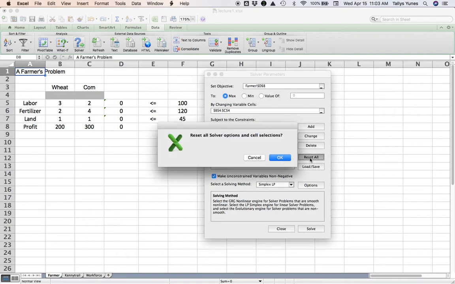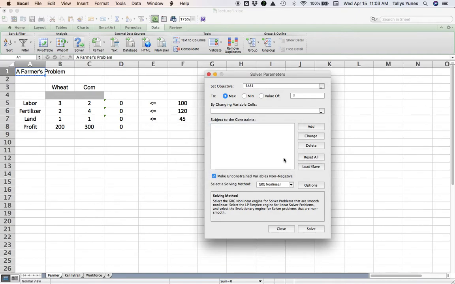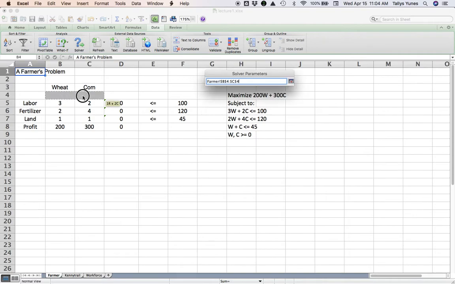Oh, wait a second. This was already made. Haha. Let me erase and do everything from the beginning. So, objective, D8. Maximize. By changing variable cells. Well, this is solver asking you which are the cells that are playing the role of your variables, the numbers you want me, solver, to find. And these are going to be my range from B4 through C4.